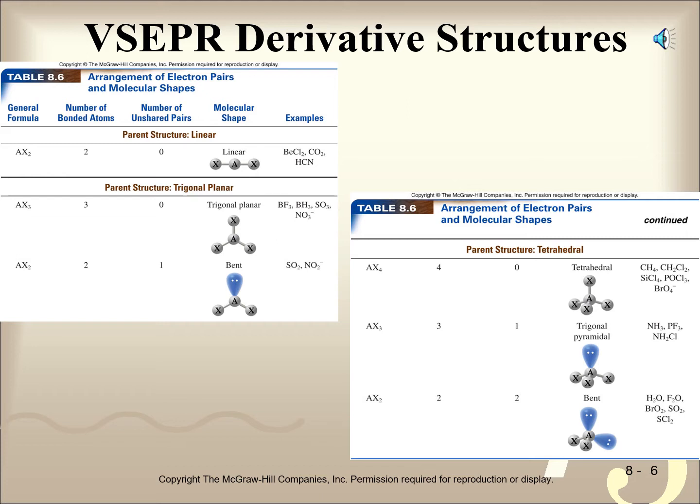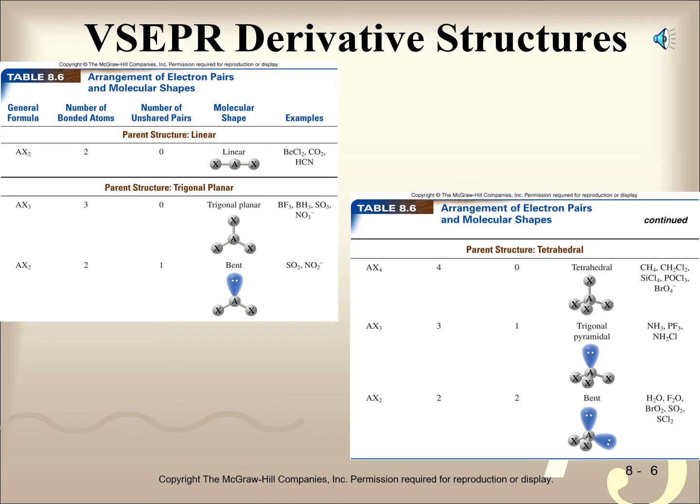However, when only 2 of the 3 electron pairs are involved in covalent bonding, your shape will be bent. And you're saying, wait a second, I thought you said trigonal planar. Take a look at the picture there of the bent molecule. You have 2 bonded pairs of electrons and 1 unbonded pair.